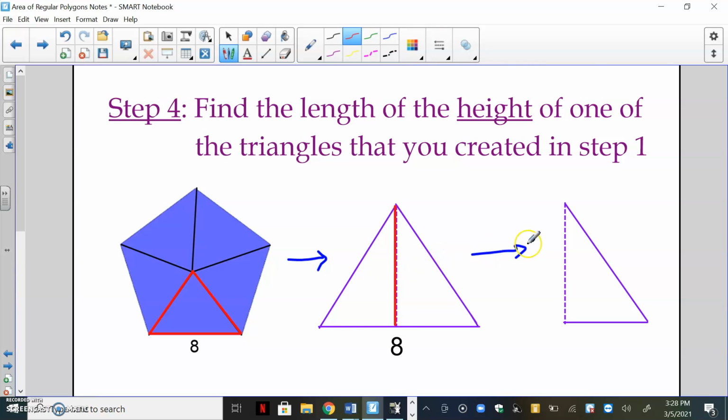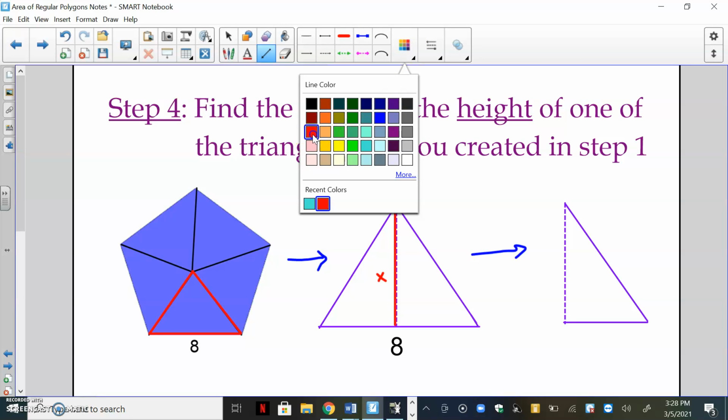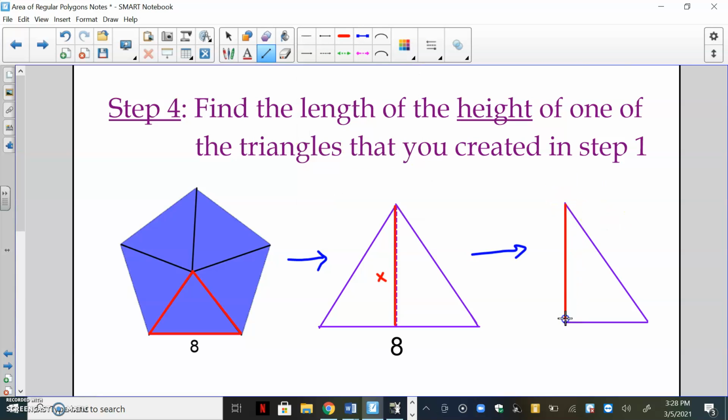So I'm going to go ahead and call this X because we don't know what it is and we need to find it. In class I had called it H, but I don't want you to confuse that with hypotenuse, so we're calling it X now. Alright, and just keep in mind that that is the height.